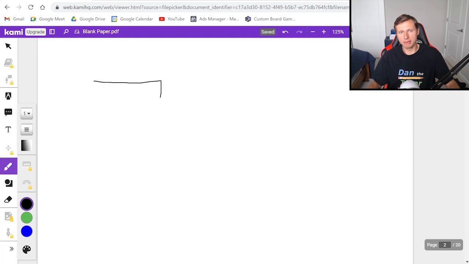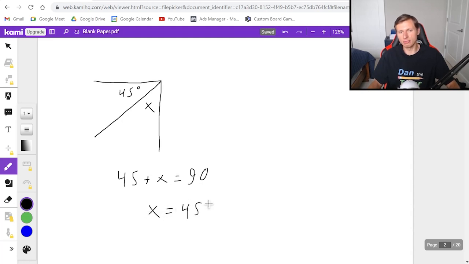Now let's look at another example. For this one, I'm going to have the shape upside down this time. Not that it matters. Let's say this is the dividing line, and this angle here is 45, and I would like to find the missing one. Again, we'll call it X. So if I want to find X this time, same idea. It's 45 plus X equals 90. Subtract 45 from both sides, you'll get X equals 45 degrees.